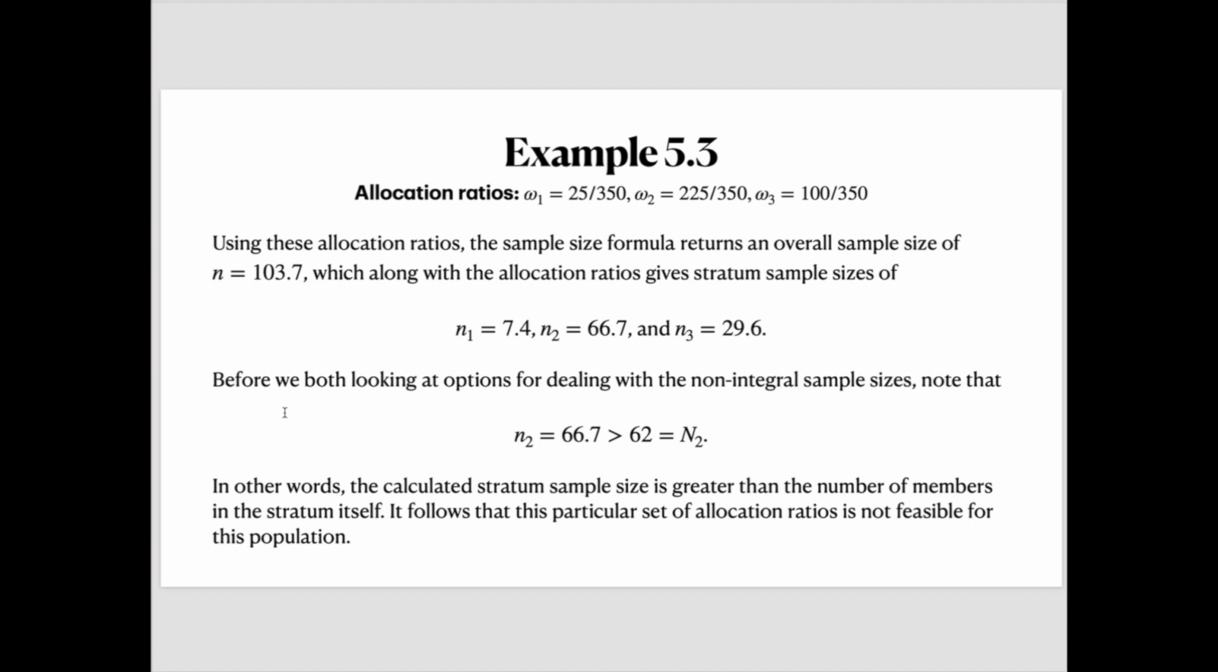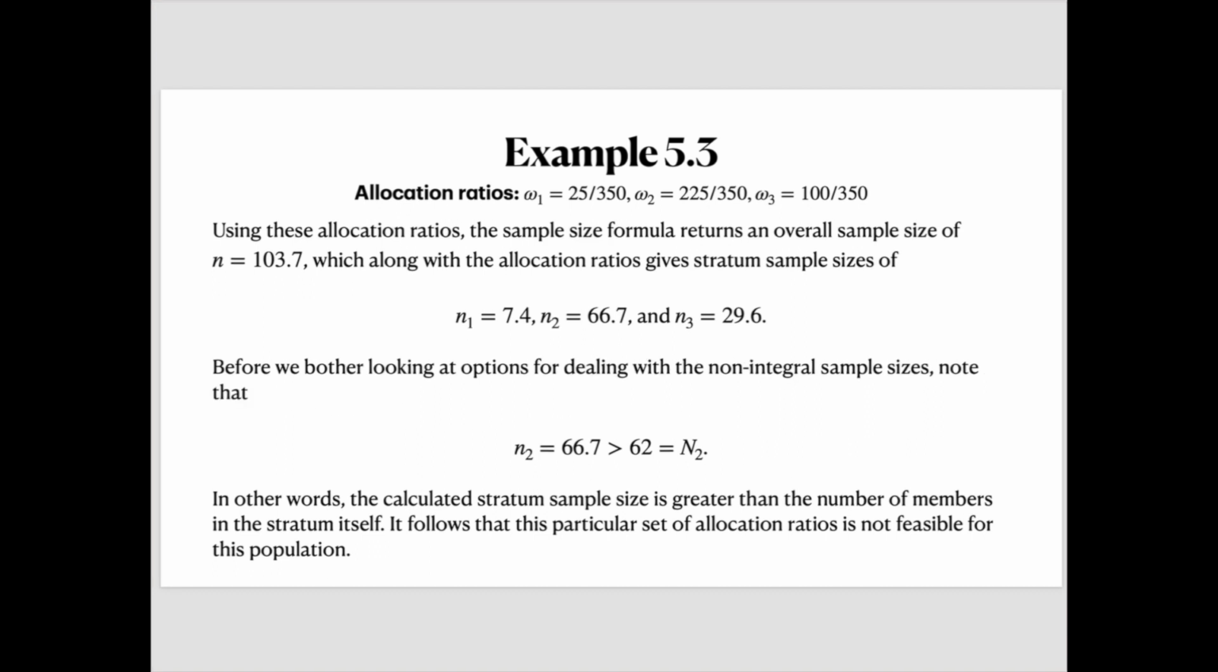Now, before we bother looking at options for dealing with the non-integral sample sizes, note the following. The calculated sample size for stratum 2 is 66.7 observations, but stratum 2 only has 62 members in the population. In other words, the calculated stratum sample size is greater than the number of members in stratum 2. And so it follows that this particular set of allocation ratios is not feasible for this particular population. So we're really not even going to consider this any further.